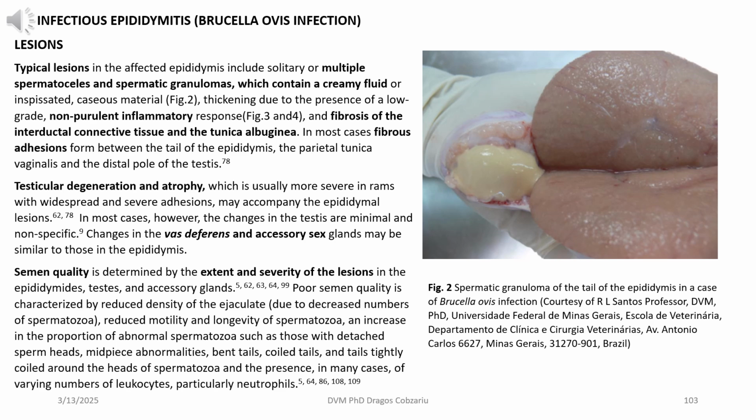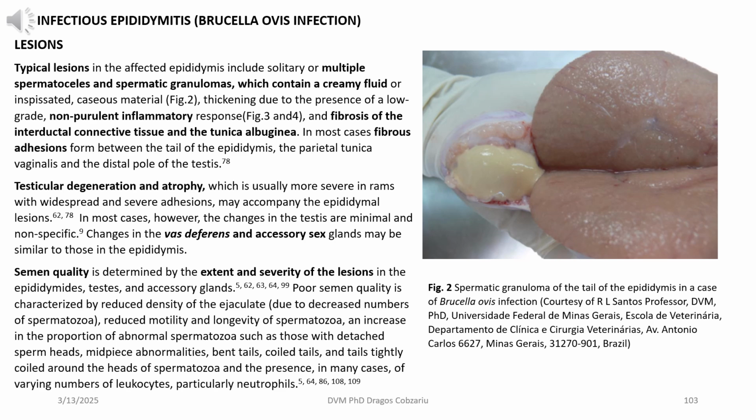Poor semen quality is characterized by reduced density of the ejaculate, due to decreased numbers of spermatozoa, reduced motility and longevity of spermatozoa, an increase in the proportion of abnormal spermatozoa such as those with detached sperm heads, mid-piece abnormalities, bent tails, coiled tails, and tails tightly coiled around the heads of spermatozoa, and the presence, in many cases, of varying numbers of leukocytes, particularly neutrophils.